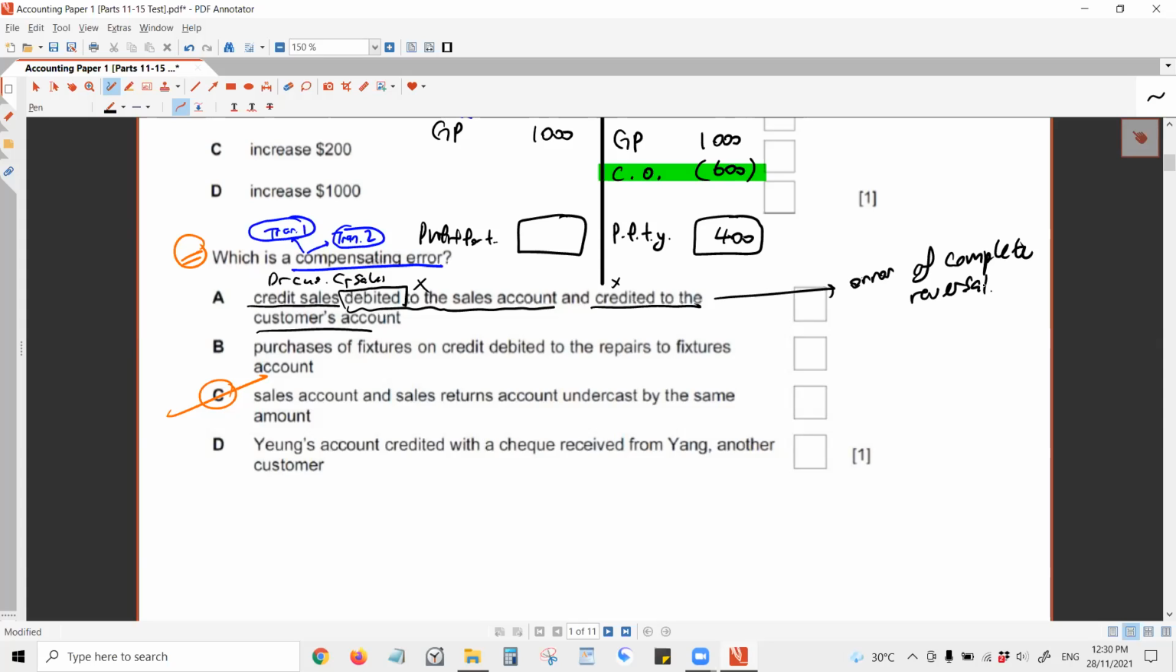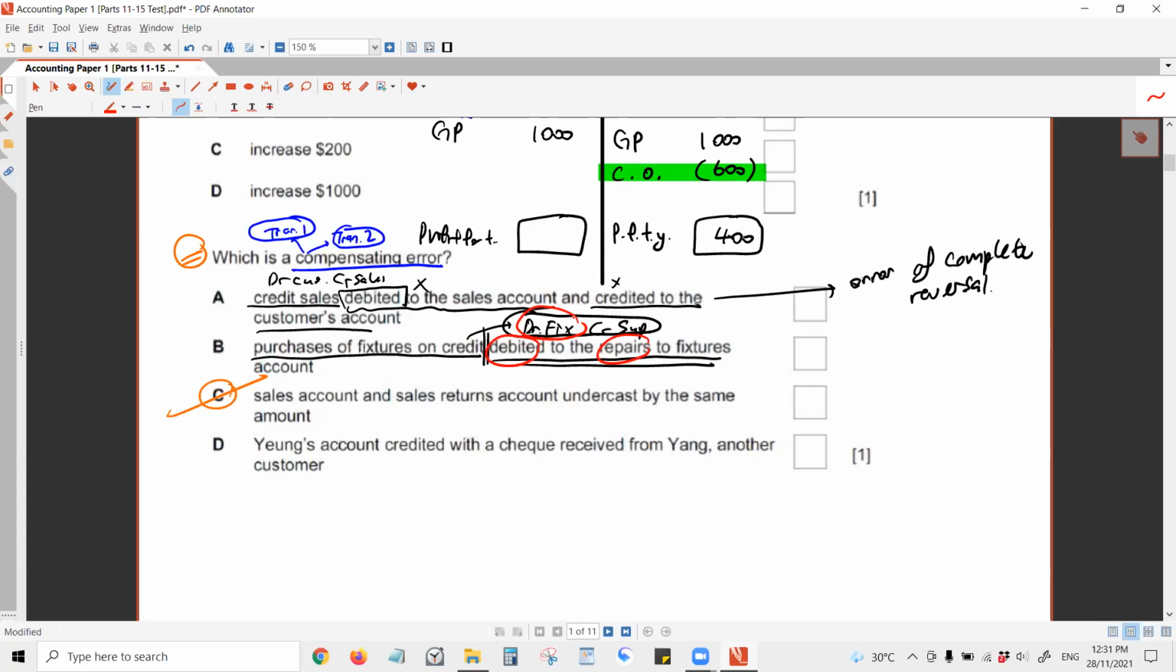Yeah. Okay. They have done it the other way around. The one that they should debit, they go and credit. The one that they should credit, they go and debit. B, purchase of fixtures on credit, buy fixtures on credit. So you should credit the supplier account, right? Then you debit fixtures. This is what should have been done. Then you see what they did. They say they debited repairs to fixtures account. So this is the mistake. They debited repairs account. They should have debited fixtures account.